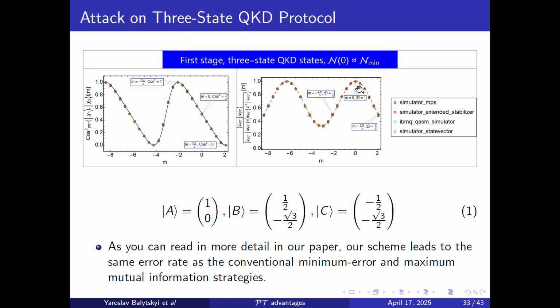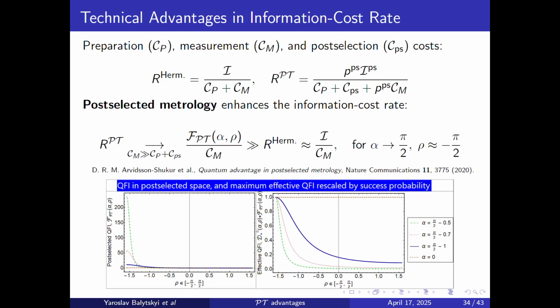That the state in the middle actually has decisive probability equal to 1, while this one sometimes succeeds with probability of 50%, and this one as well. So you can read in more detail in our paper that, as a result, it leads to exactly the same error rate as conventional minimum error and maximum mutual information strategies. So essentially, it doesn't decrease the error rate for quantum key distribution. Nevertheless, it gives a technical advantage for post-selected metrology.